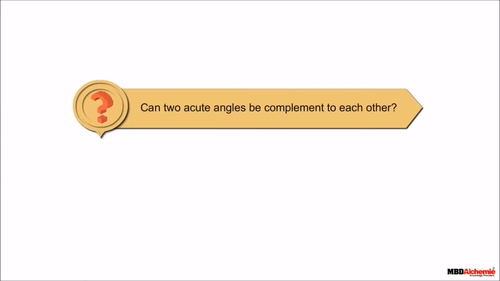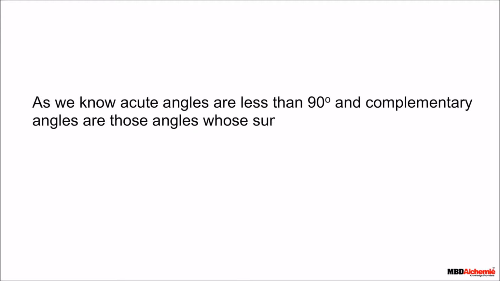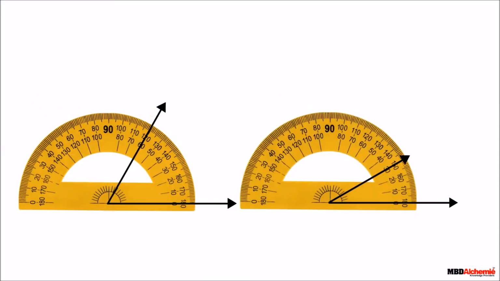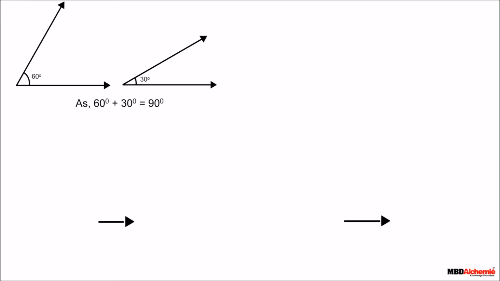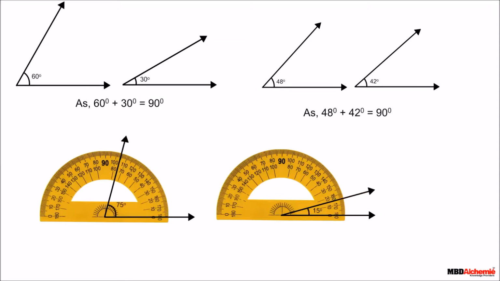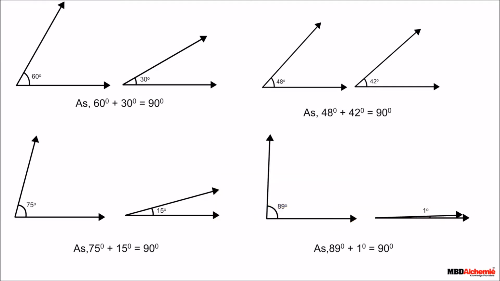Can two acute angles be complementary to each other? As we know, acute angles are less than 90 degrees and complementary angles are those angles whose sum is equal to 90 degrees. Thus, complementary angles are always acute angles. There are many more examples of acute angles which are complementary to each other, like 60 degrees and 30 degrees, 48 degrees and 42 degrees, 75 degrees and 15 degrees, and 89 degrees and 1 degree, and so on.